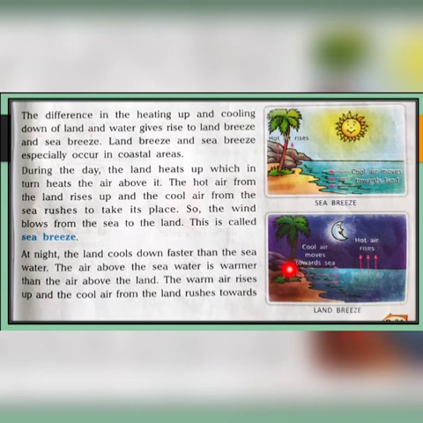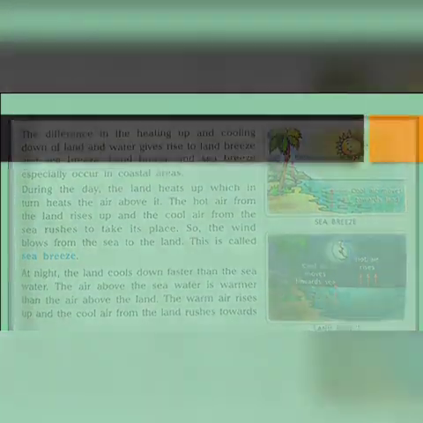And at night land cools faster than seawater. Then the air above the seawater is warmer than the air above the land, so that warm air rises up and the cool air from the land rushes towards the sea, and thus a wind blows from land to sea, which is called land breeze.